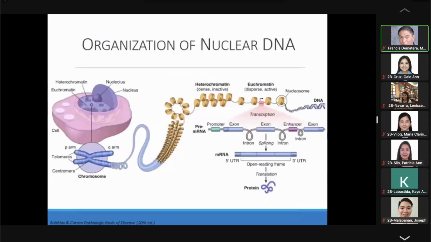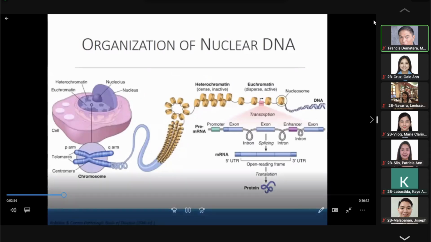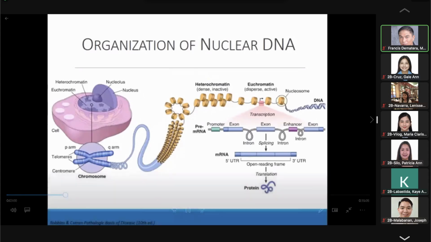Organization of nuclear DNA. As humans, we have 23 pairs of chromosomes, 46 in total. Chromosomes are thread-like structures containing DNA material, and this DNA is tightly coiled around proteins, which we call histones, that support the DNA structure. In DNA, we have coding regions, which are the exons, and the non-coding regions, which are the introns.